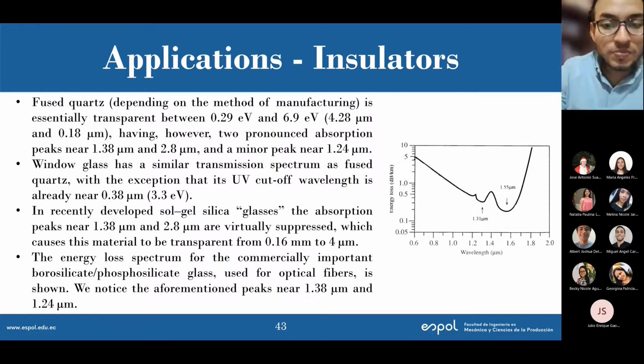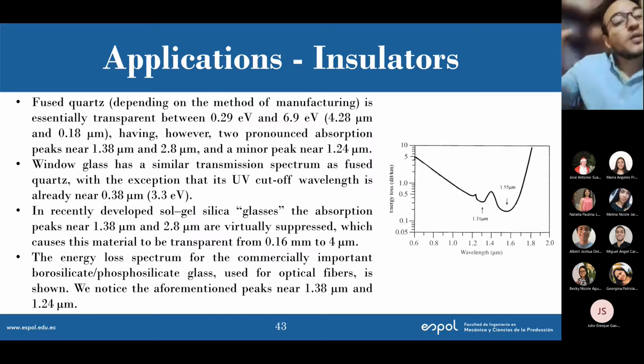Let's see the comparison between different types of glasses. If you look at fused quartz, you will see a completely transparent material between 0.29 electron volts and 6.9 electron volts, with two peaks around 1.38 and 2.8 micrometers, and a very minor peak around 1.24. That's for fused quartz, a crystalline material.